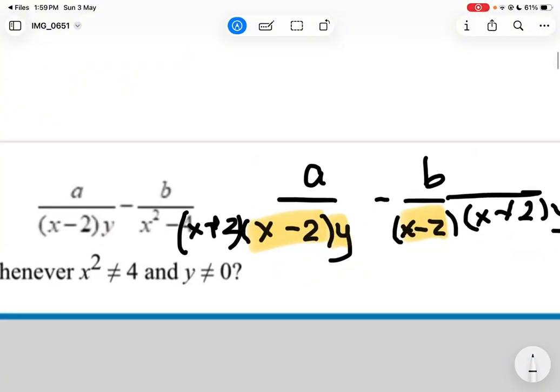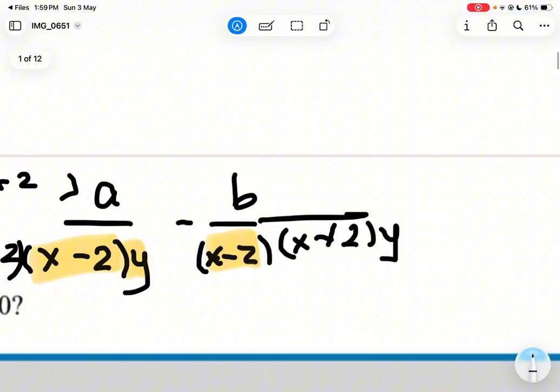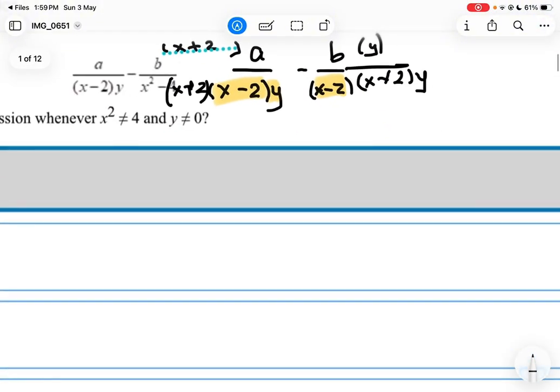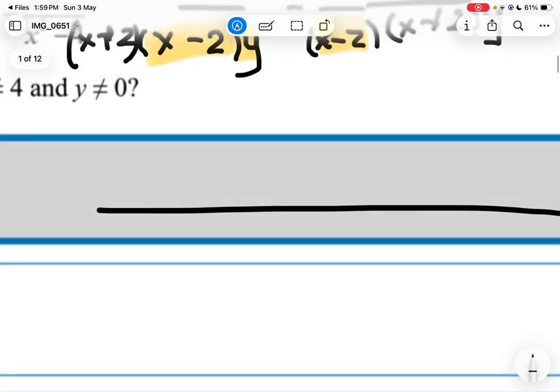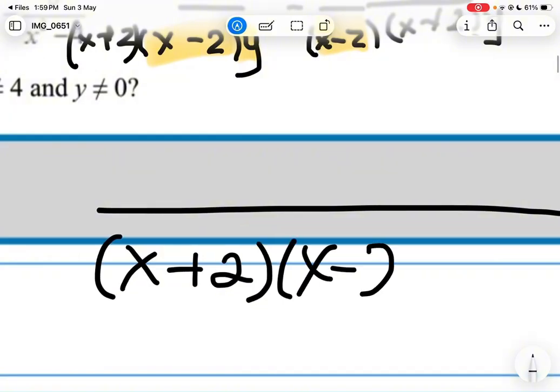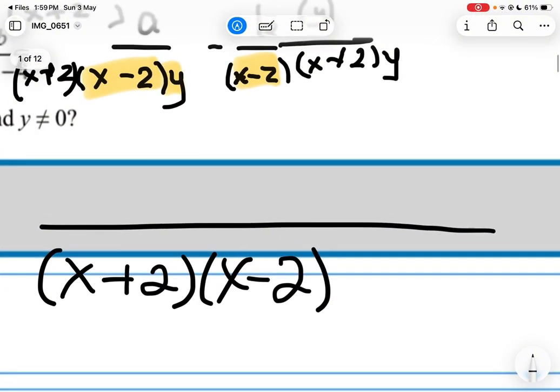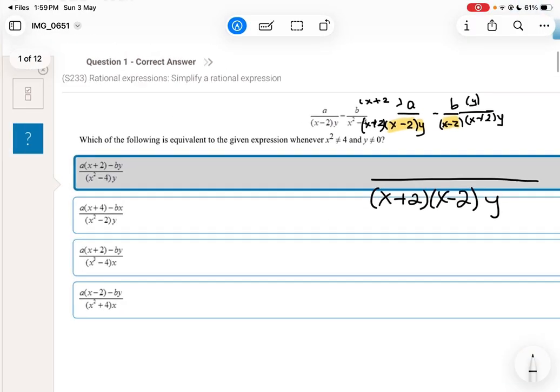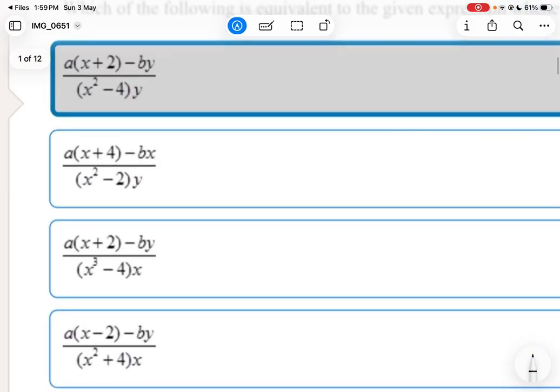Since you multiplied the denominator by x plus 2, you have to also multiply the numerator by x plus 2. And here, since you multiplied by y, you have to also multiply the numerator by y. So the denominator is the same: (x plus 2)(x minus 2)y. This is your new denominator, since they have it everywhere.